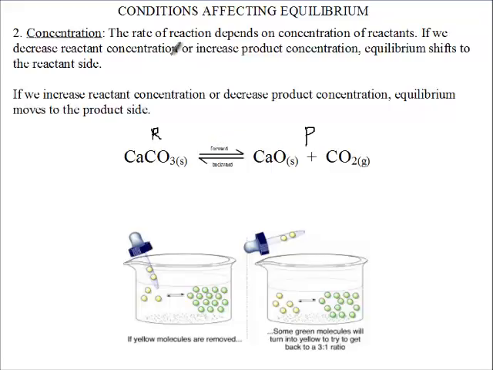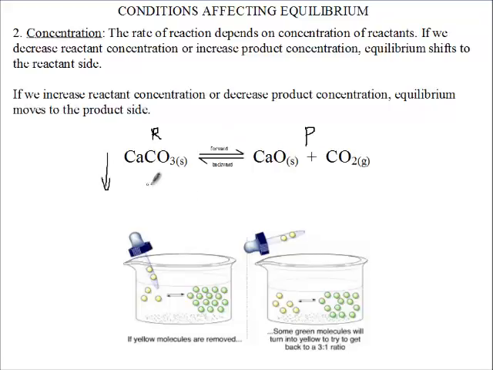Now, here in the notes, this is what it says. The rate of reaction depends on concentration of reactants. If we decrease reactant concentration or increase product concentration, equilibrium shifts to the reactant side. Now, let's think of it this way. When we decrease one side, the reaction will act in a certain way to replace what we decreased.